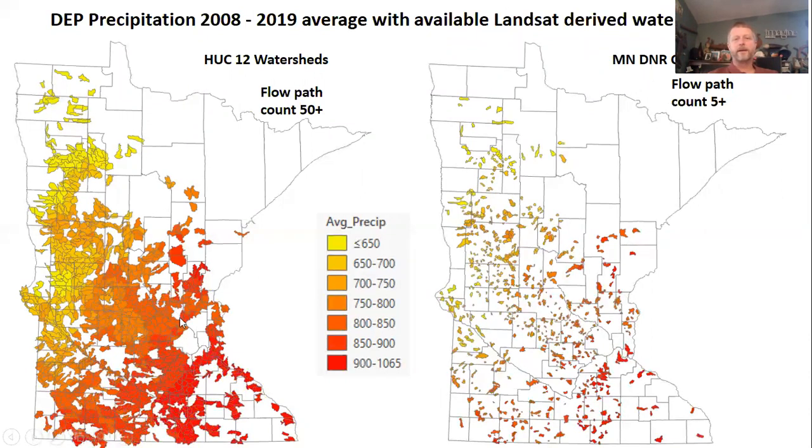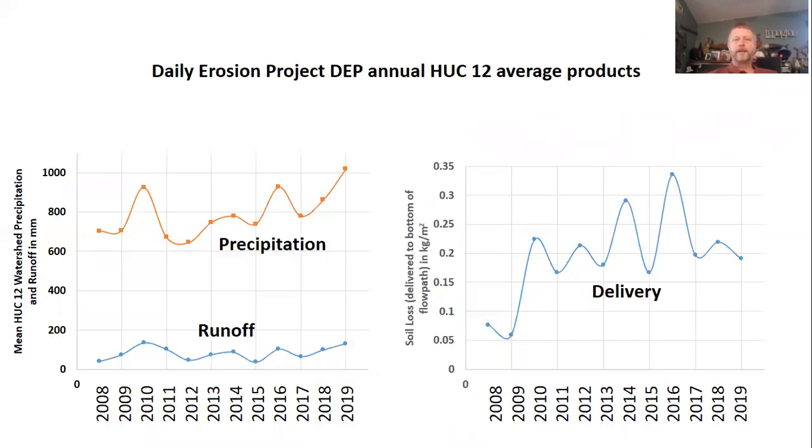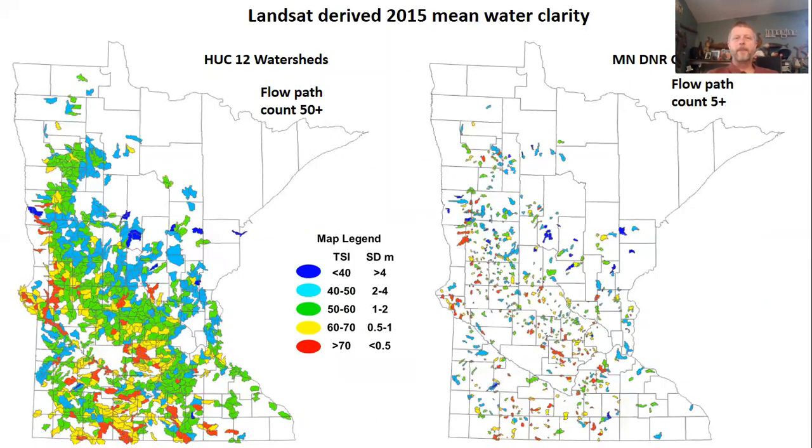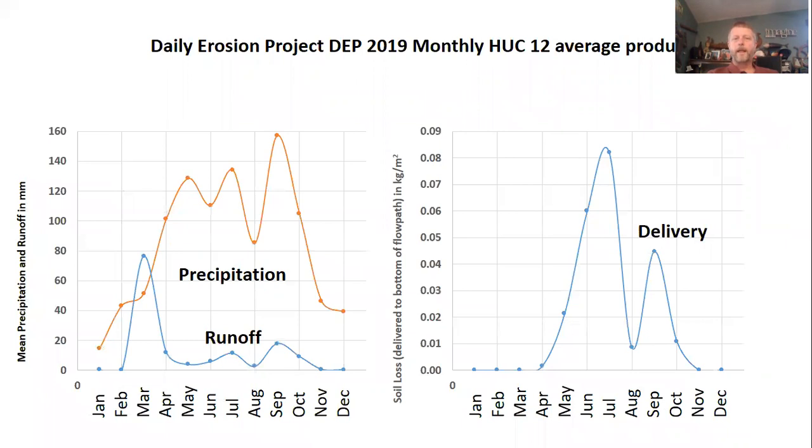And so we have maps showing average precipitation, runoff, and then delivery. And we can also look at that in graph form. This is the average for all of the HUC 12s. And then we have water quality, and we can look at that as well. And here's the maximum runoff. And we can also look at that as monthly data.